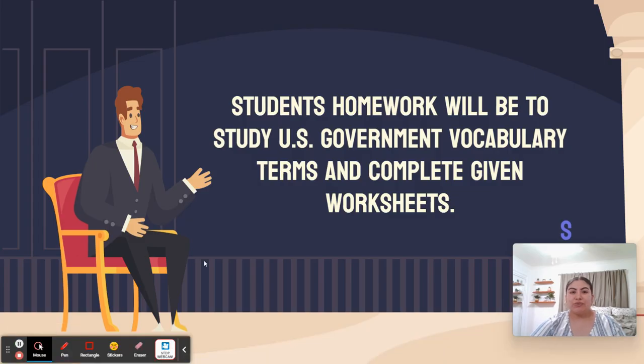So then students will go ahead and complete homework, which would be the students' homework will be to study the United States government vocabulary terms as well as to complete the given worksheets.